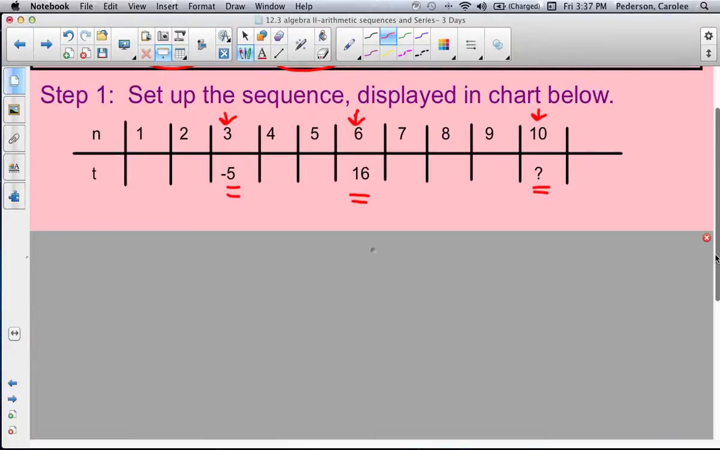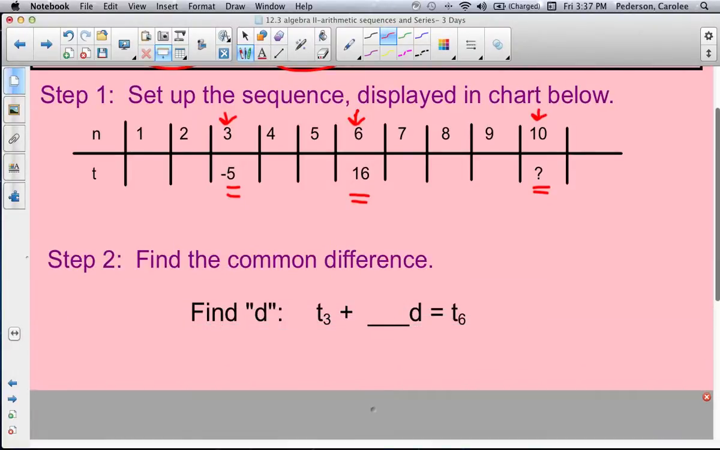Now our goal, since this is an arithmetic sequence, is to find that common difference. So we start with the 2 terms we know. We know term 3 and term 6. So let's count how many common differences it takes to go from term 3 to term 6. So let's go from term 3 to term 4. To jump ahead, I have to add 1 common difference. Now let's go from term 4 to term 5. I have to add 1 common difference. Now if I jump ahead from term 5 to term 6, I have to add another common difference.